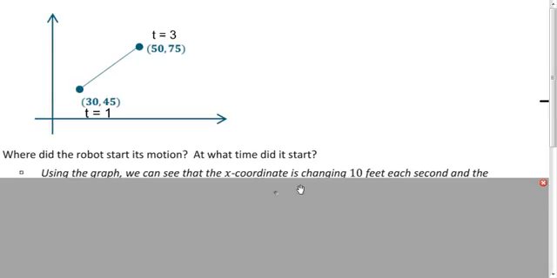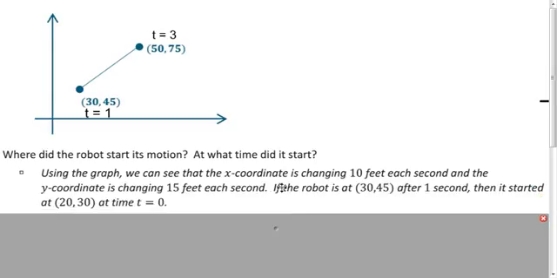Well, if we look at the graph, we can see that the x-coordinate is changing 10 feet each second. So horizontally, 10, right? Because it's 20 feet in 2 seconds. And vertically changing 15 feet a second because it's 30 feet in 2 seconds. So if we go backwards here, if we went 10 feet to the left and 15 feet down, we end up with the point (20, 30) at time 0. So that would be our initial point.